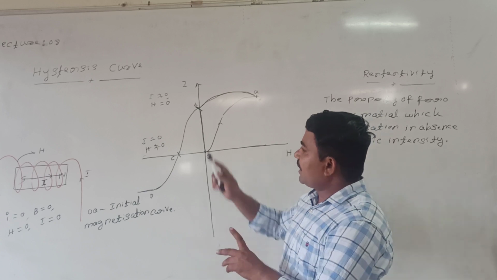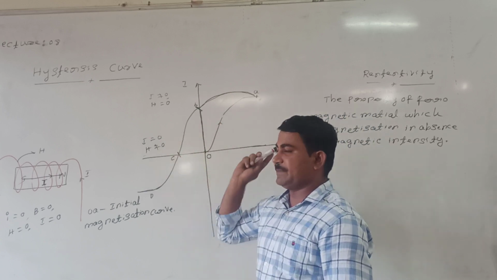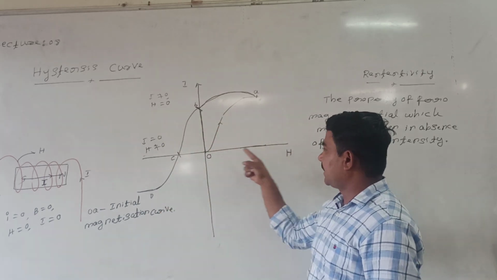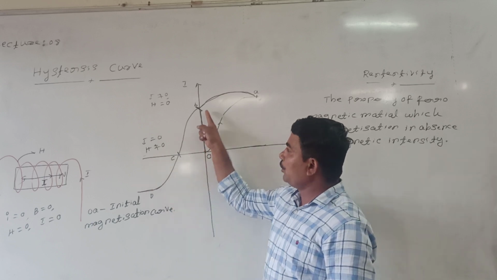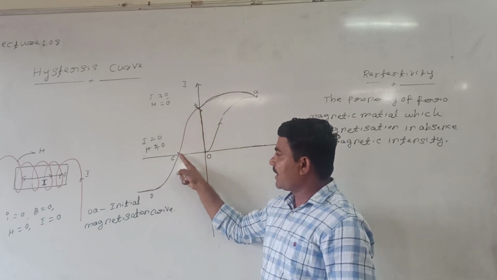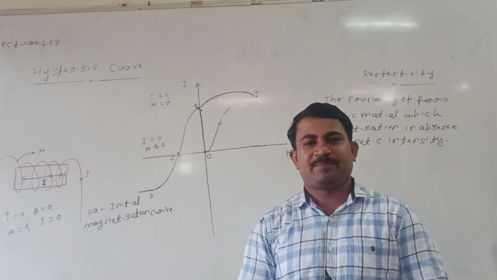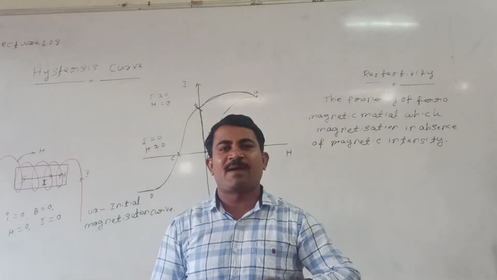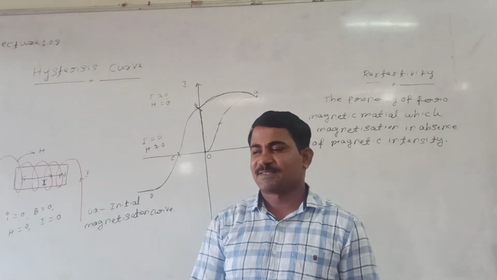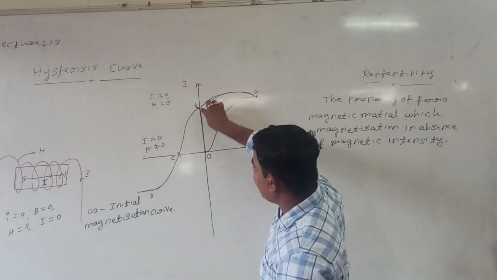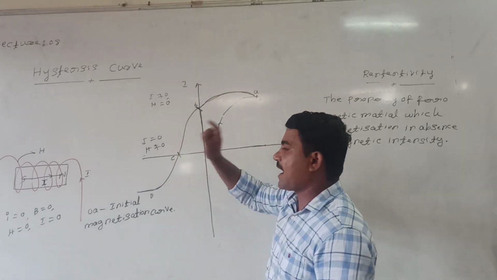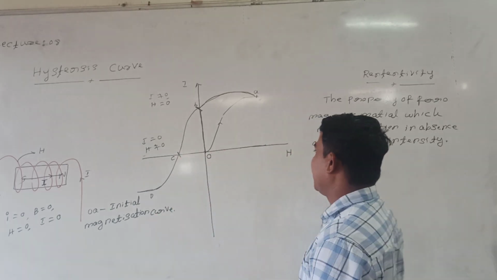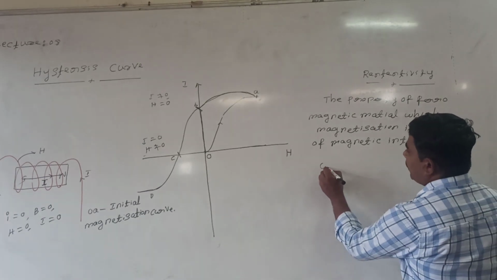Coercivity means the reverse magnetic intensity required. I applied reverse magnetic intensity. This is forward magnetic intensity, this is reverse magnetic intensity. It is the amount of reverse magnetic intensity required to demagnetize the material. Actually, at the previous point the material behaves as a magnet even in the absence of an external magnetic field, but at this point the material becomes demagnetized. So this point C, we are calling coercivity.